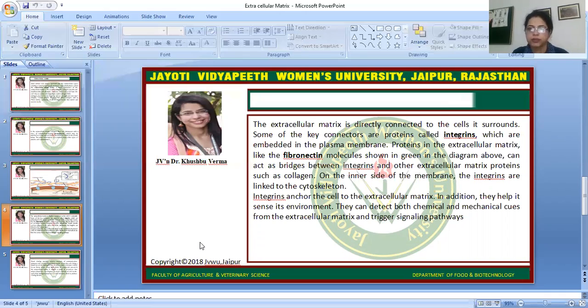On the inner side of the membrane, integrins are linked to the cytoskeleton. Integrins anchor the cell to the extracellular matrix. In addition, they help it sense its environment. They can detect both chemical and mechanical cues from the extracellular matrix and trigger signaling pathways. So this is the main function of integrin proteins.